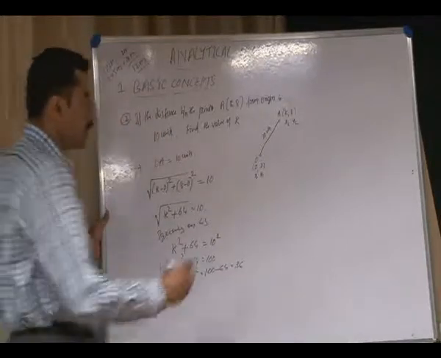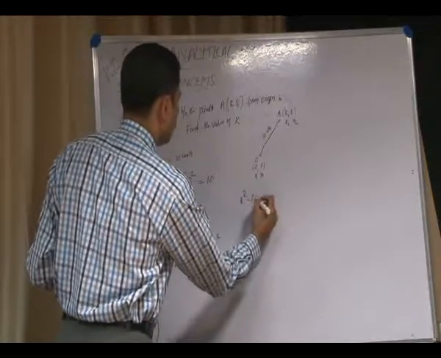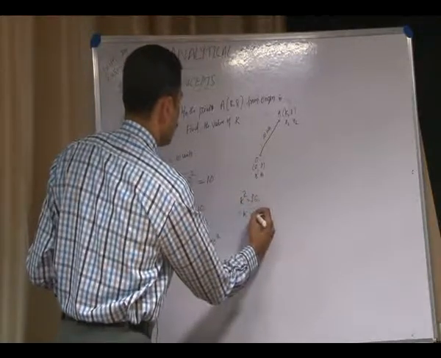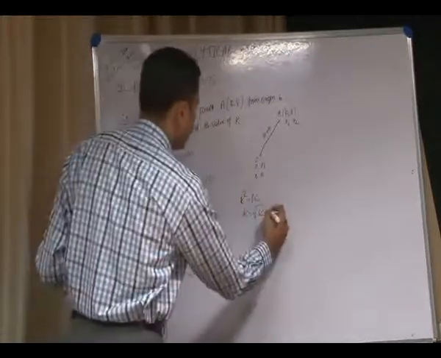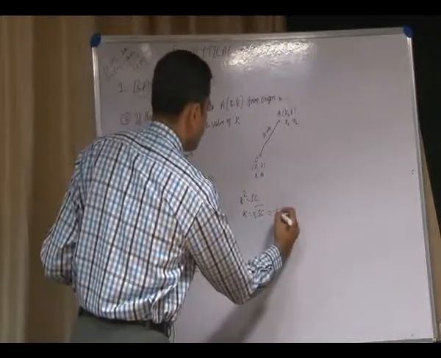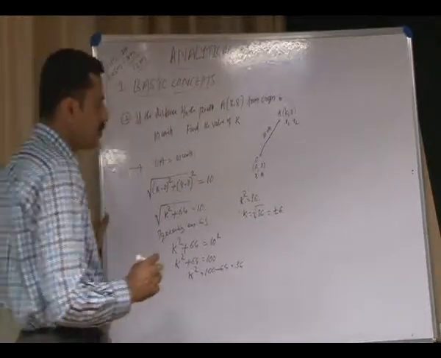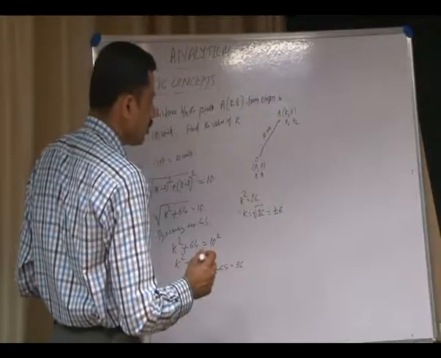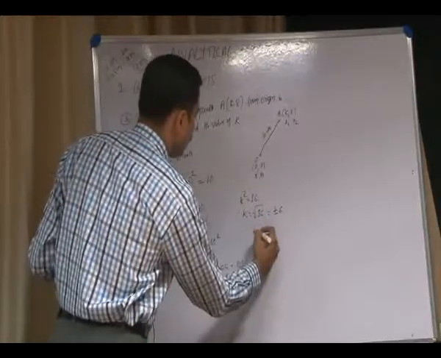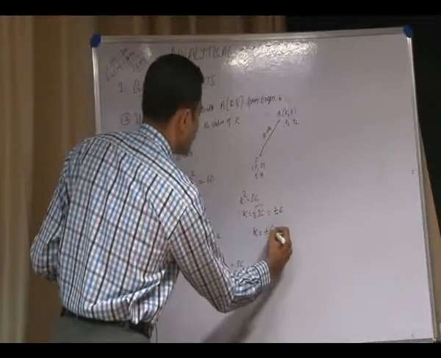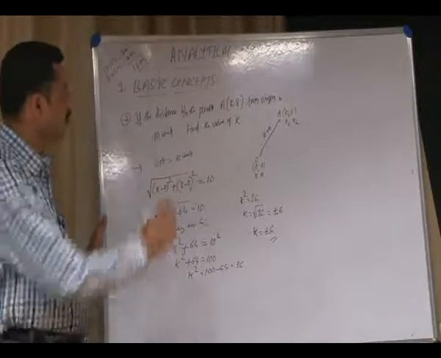So, here k square is equal to 36, therefore the value of k is equal to the square root of 36. The square root of 36 you can take as plus or minus 6, since 6 square is 36. Therefore, the value of k is equal to plus or minus 6. So, like this you can calculate the value of k here.